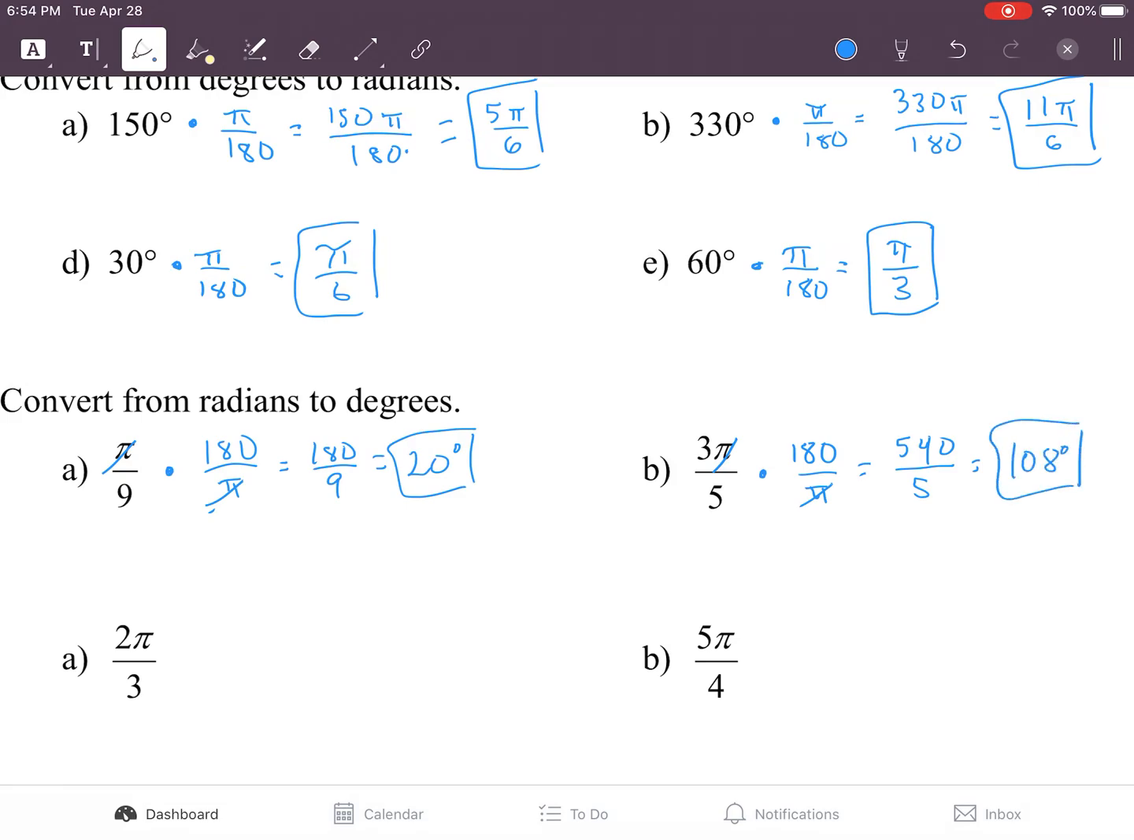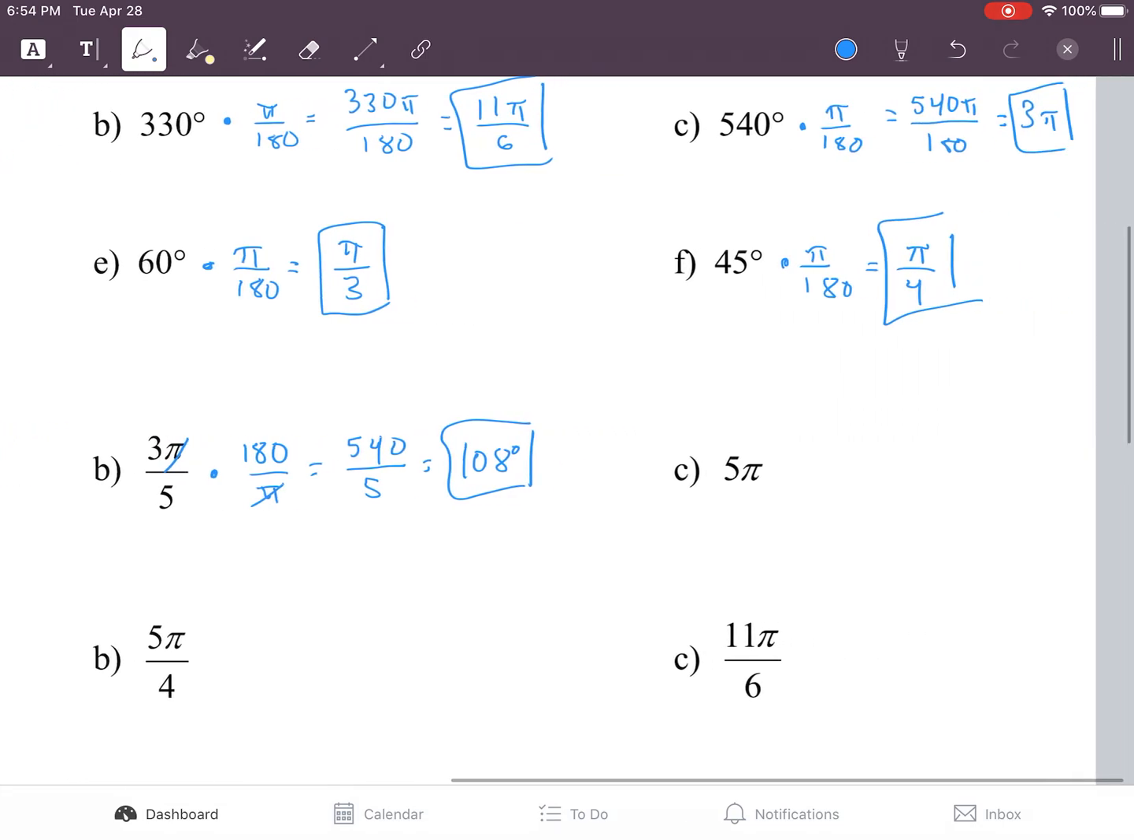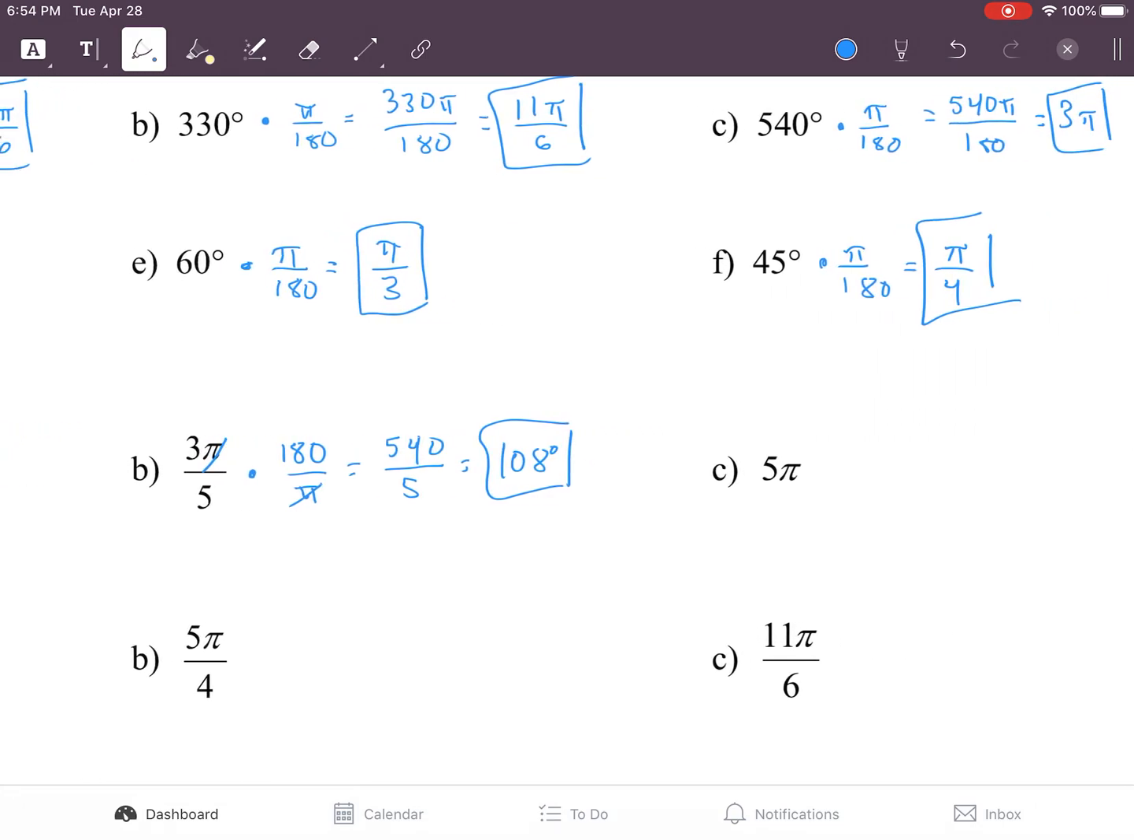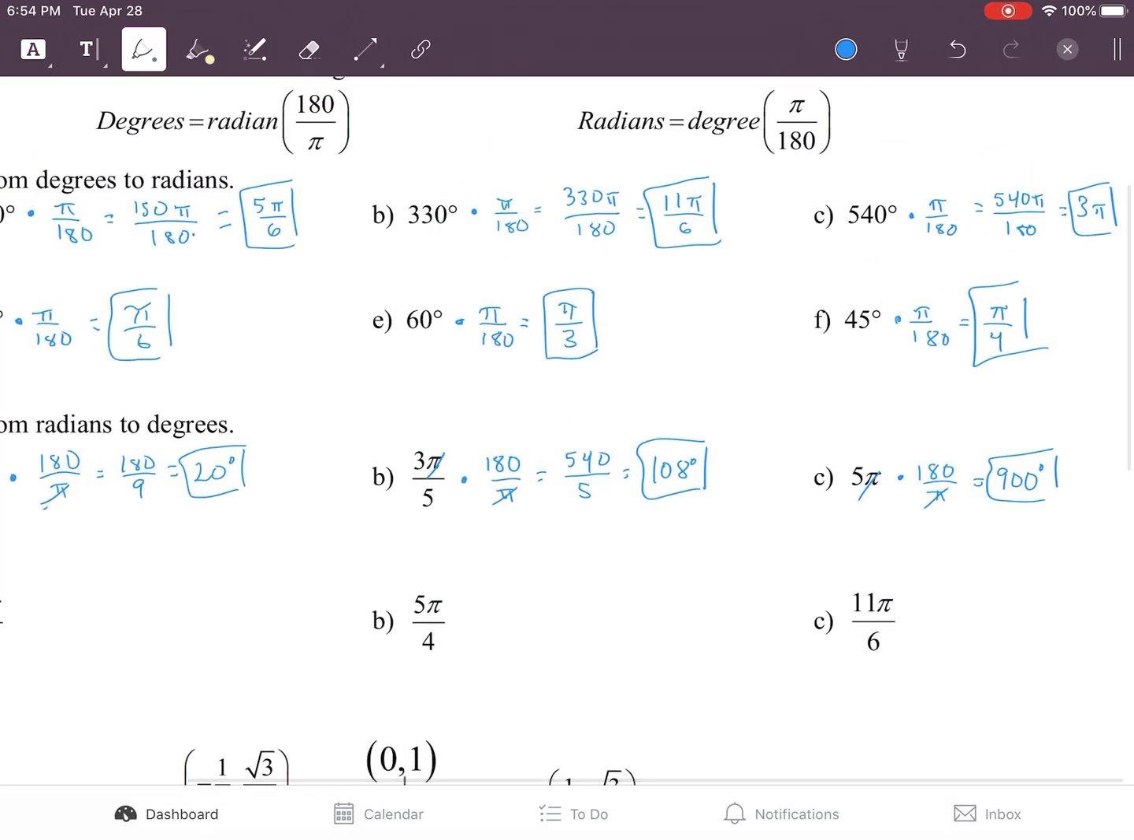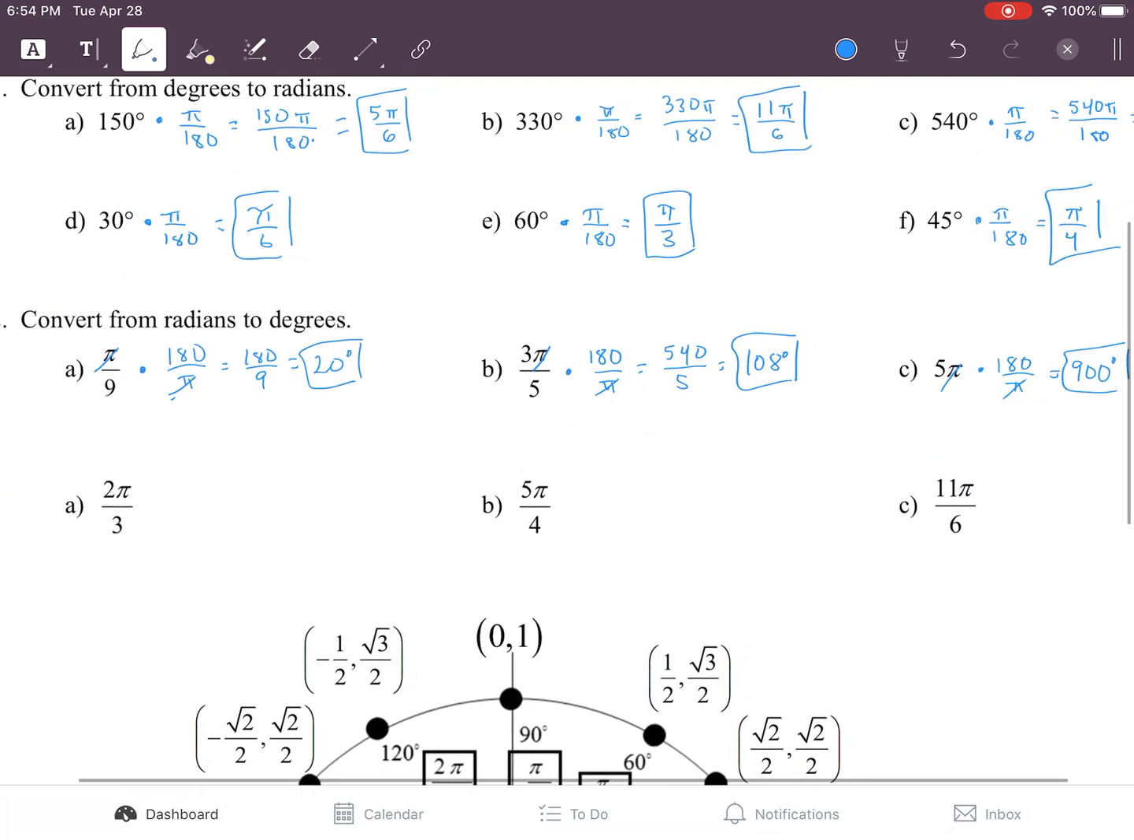Please use your calculator for this. And then lastly here, 5 pi. We multiply this by 180 over pi. The pi's cancel, and you just do 5 times 180, and you get 900 degrees. Again, take a moment, pause the video, and try the next 3. I'm sorry, I didn't change the ABCs to something else. So do the next 3, starting with 2 pi over 3. See if you can do these, then come back to the video and check your answers.